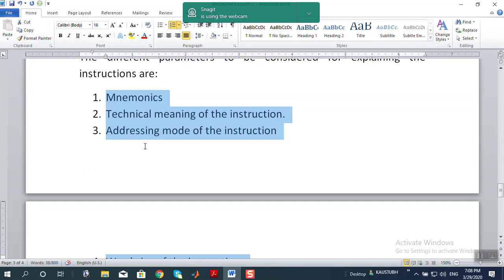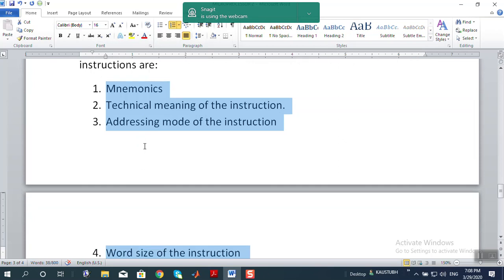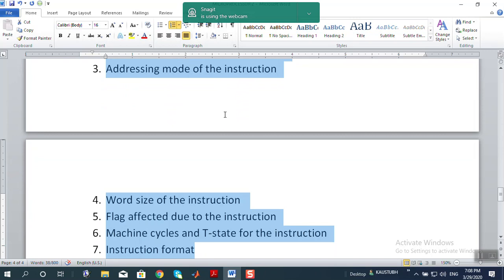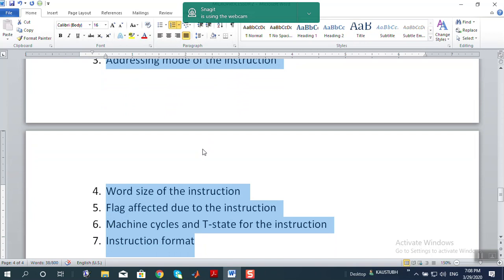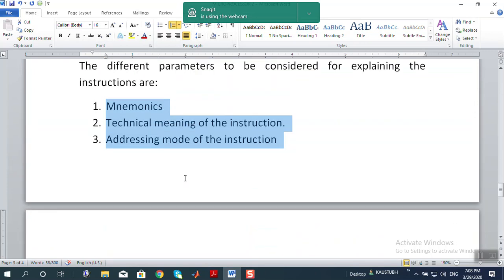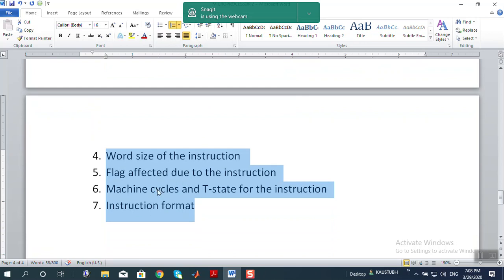You need to understand. Later on, slowly, you'll understand automatically. While I write an instruction, you'll automatically come to know the meaning, the addressing mode, the word size, the flags affected, the machine cycle, T-states, and format. You will understand automatically.